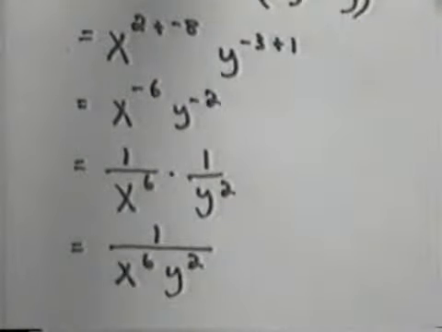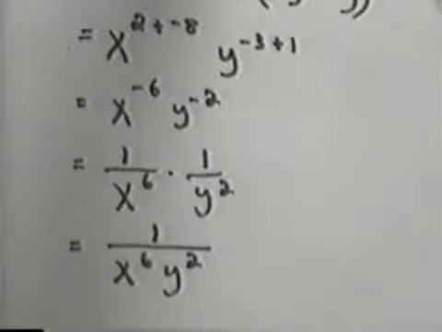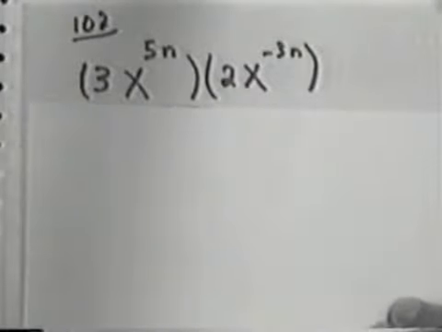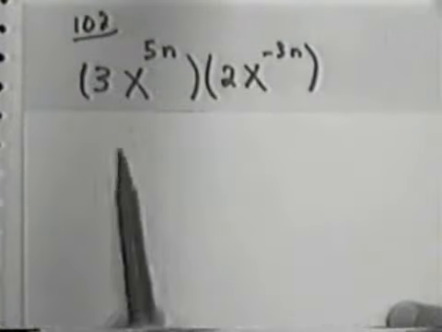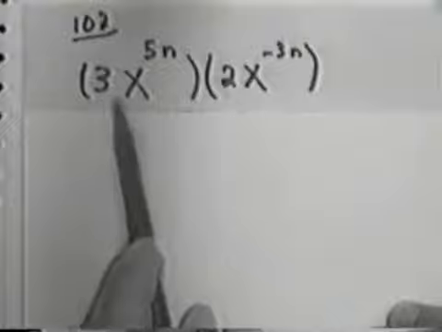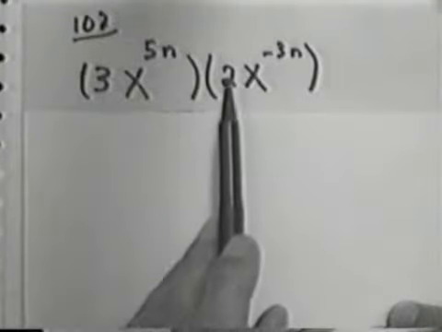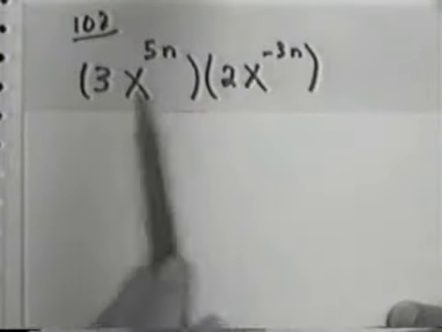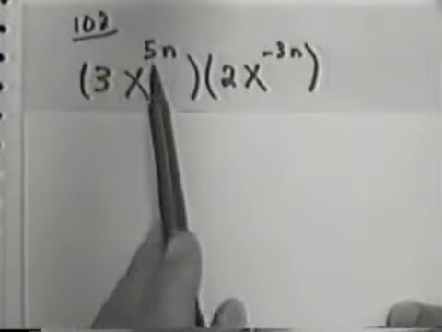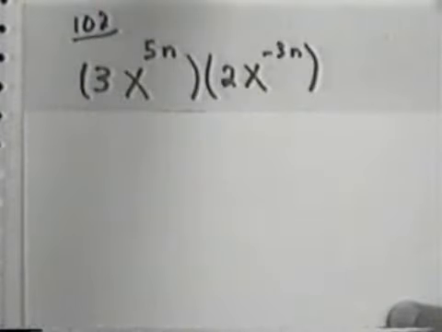Let's look at an example in which we have literal exponents. Still works the same way. We have 3x to the 5n times 2x to the negative 3n. I want to group my numbers together, the 3 and the 2, and group my powers of x together. X to the 5n with x to the negative 3n.